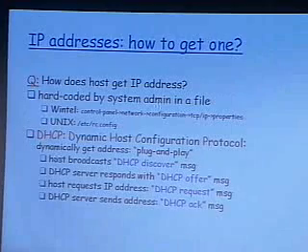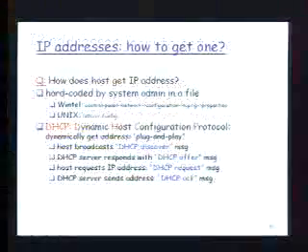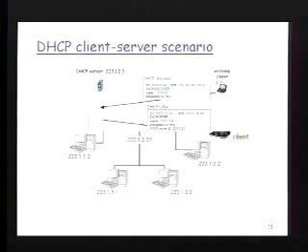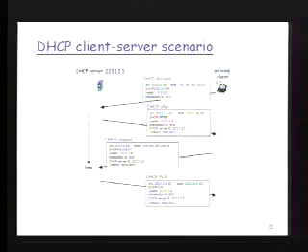So when you're on the Columbia network with a wireless laptop, every time it gets connected to the internet, it gets a fresh IP address, and that IP address is assigned by the DHCP protocol. These slides explain the workings of the protocol.